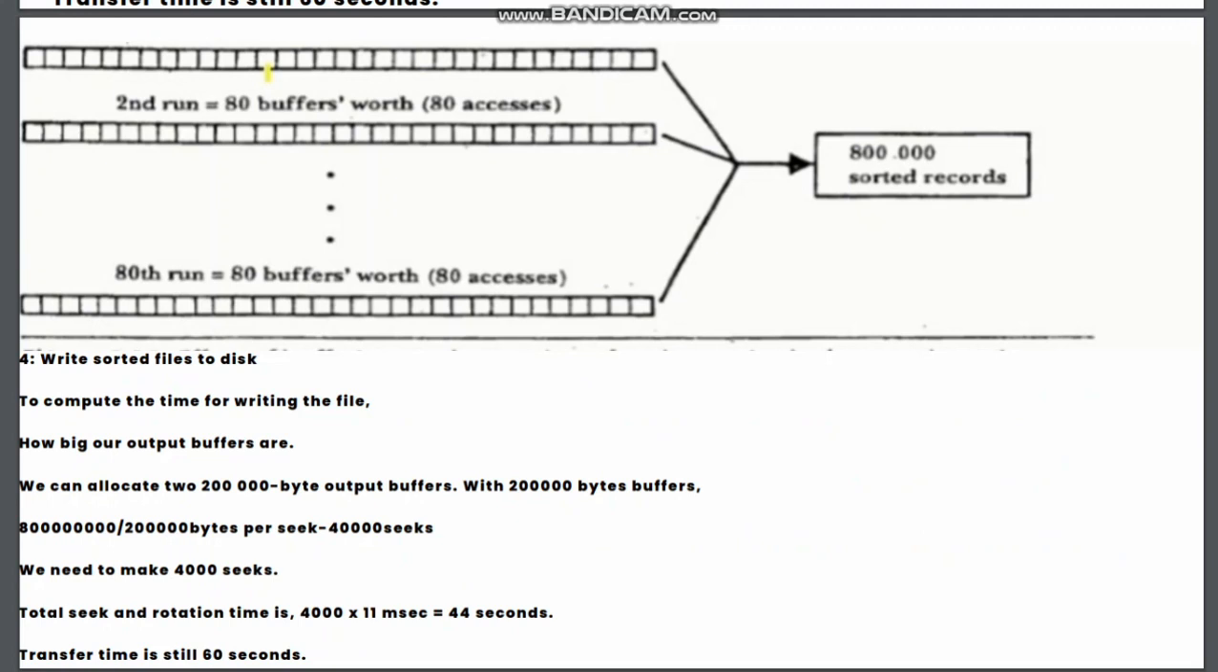By all these four steps, we obtain the merge sort, in which we have all the large files in a sorted manner. Thank you.